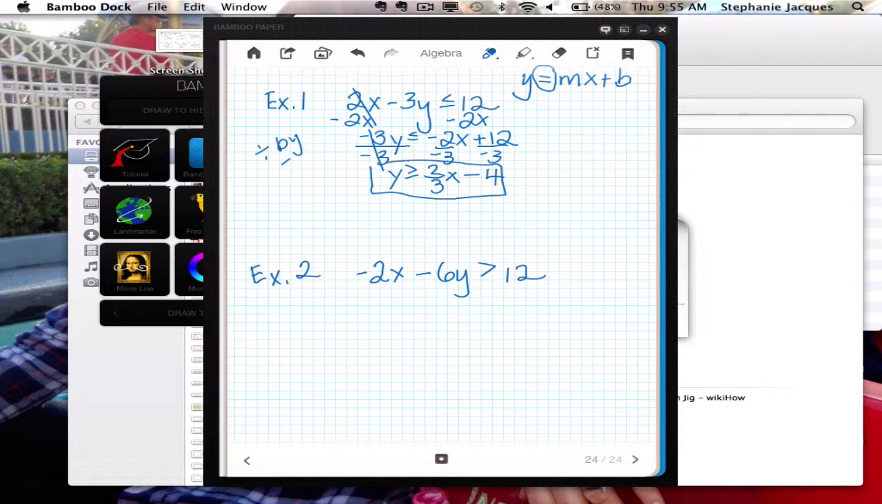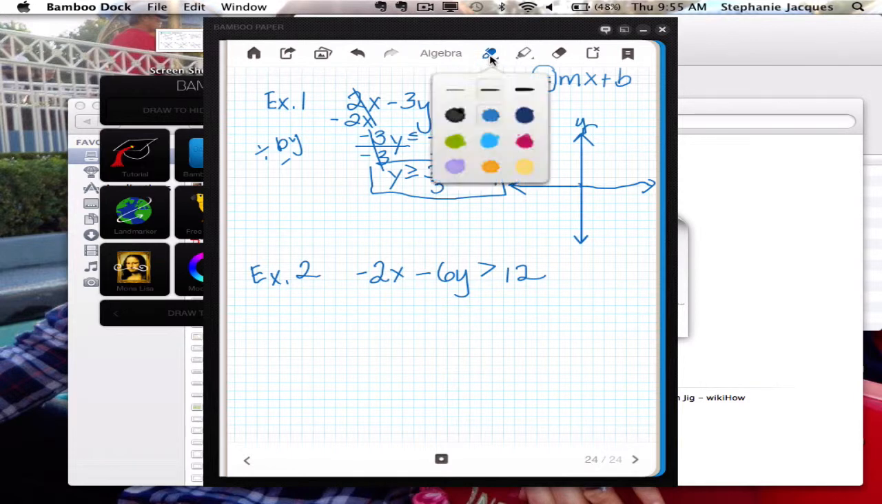And now we're going to graph it. So I'll go over here. Straight lines for me are a little hard, but that was a good one. This is my y-axis, and here's my x-axis. Okay, so I'm going to change colors to do my graph just so it'll show up better. So I'm going to go to pink.